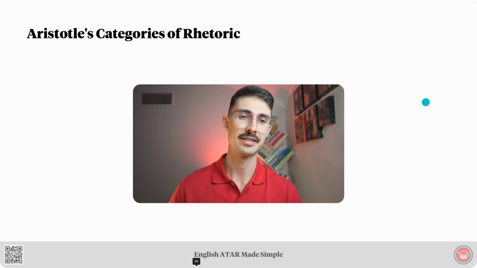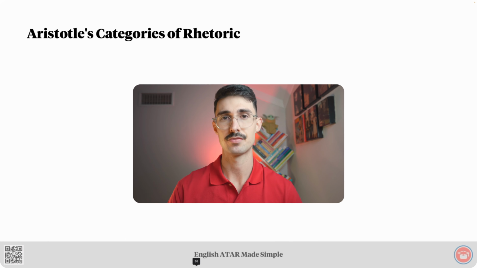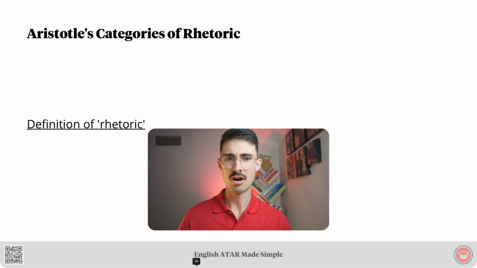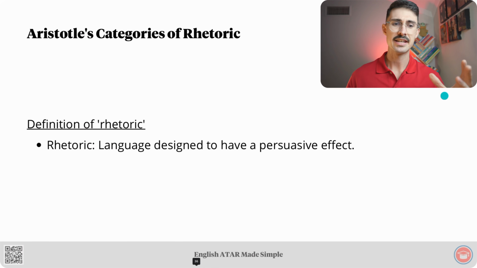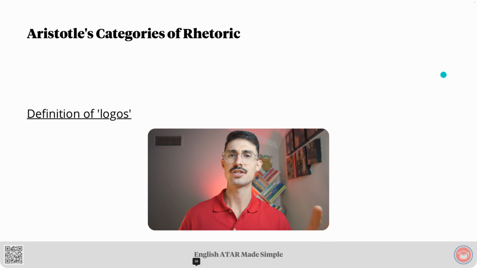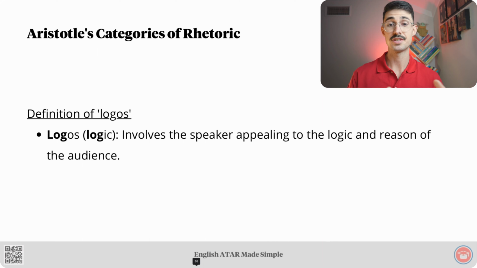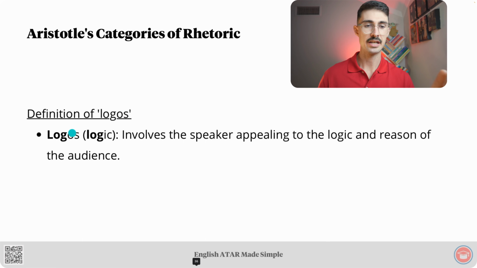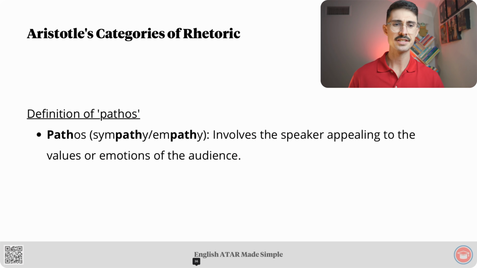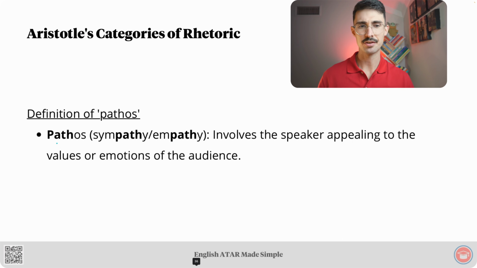Let's move on. We then discussed Aristotle's categories of rhetoric. Started with a definition of rhetoric, and that definition is it's language designed to have a persuasive effect. Then we looked at the definition of logos, which involves the speaker appealing to the logic and reason of the audience. LOG in logos is also in logic. Turning to pathos, this involves the speaker appealing to the values or emotions of the audience. PATH in pathos also appears in sympathy and empathy.